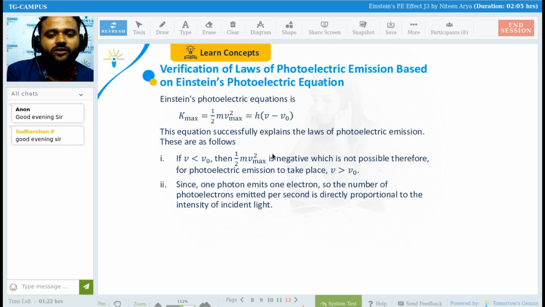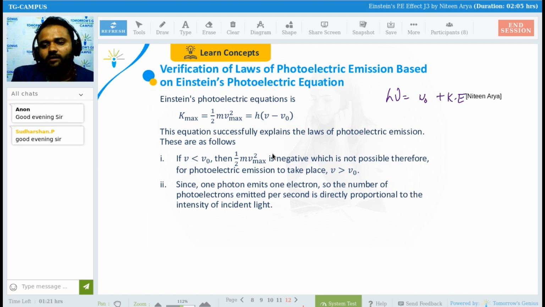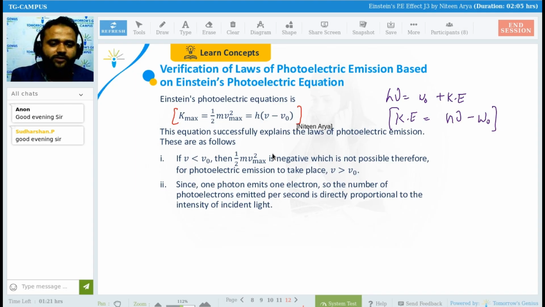So this is just verification of laws of photoelectric emission based on the Einstein photoelectric equation. You know h nu equals work function plus KE. Einstein's photoelectric equation is also written in the reverse way, that is KE equals h nu minus work function, and the work function is already h nu naught. The same thing but in a reverse way.